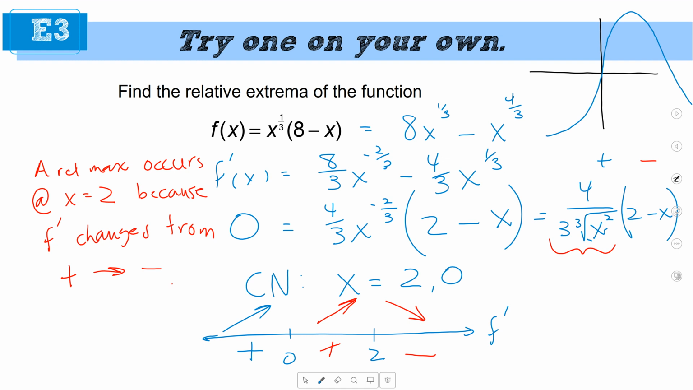So the graph looks something like that, which fits our findings and also shows you what's so strange about what happens at 0. There's nothing there, but something obviously is there because 0 came up as a critical number. We'll talk more about that when we get to the second derivative test and concavity, which will help us explain what's happening at 0. But for now, all we need to know is that it is neither a max nor a min.